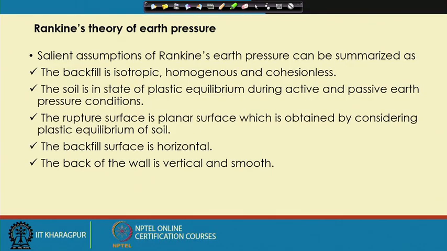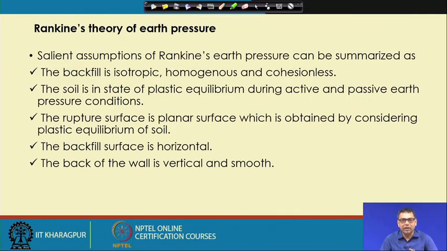Initially, the earth pressure theory was proposed by Rankine, where the soil is cohesionless. That means the C value is 0. It is homogeneous, there is no layered soil, and it is isotropic. Then the soil is in a state of plastic equilibrium during the active and passive pressure conditions, so it is in the equilibrium condition. And the rupture surface is a planar surface, obtained by considering plastic equilibrium of soil.